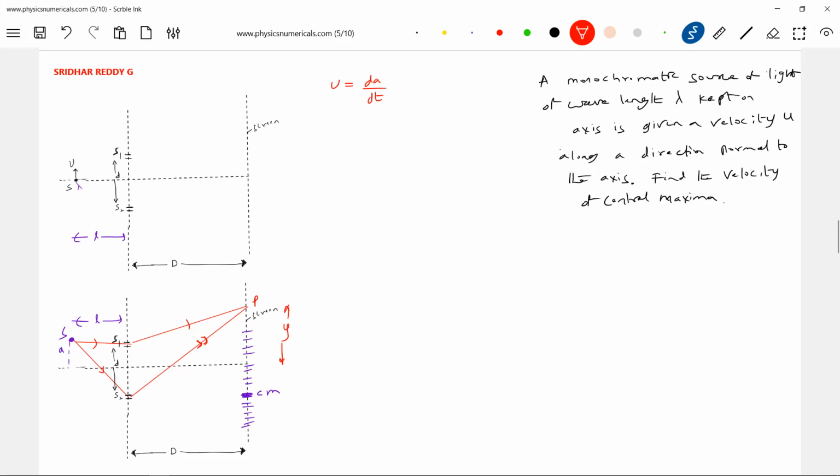What is A? Let A be the displacement at any time t. After a certain time t, this is at t equal to 0, the source will be at a certain height from the axis. So dA by dt, the rate of change of displacement, should be the velocity. Then as the source ascends up, the central maxima will descend down from the axis. There's a general idea we have already discussed in the previous classes. Now what is being asked is to get the velocity of the central maxima as a function of u. The source will have this velocity.